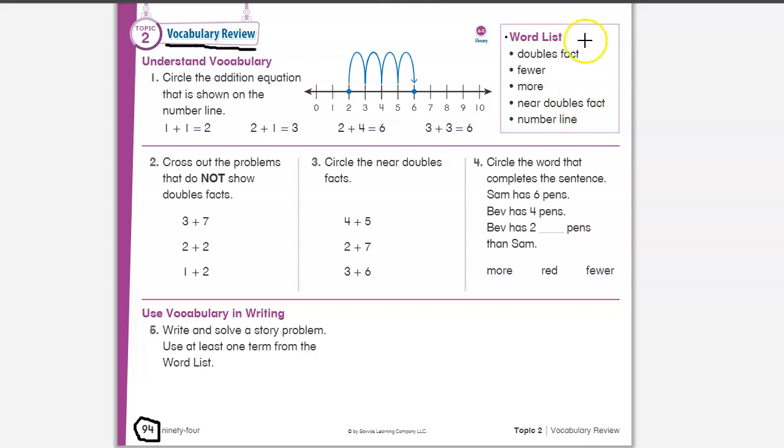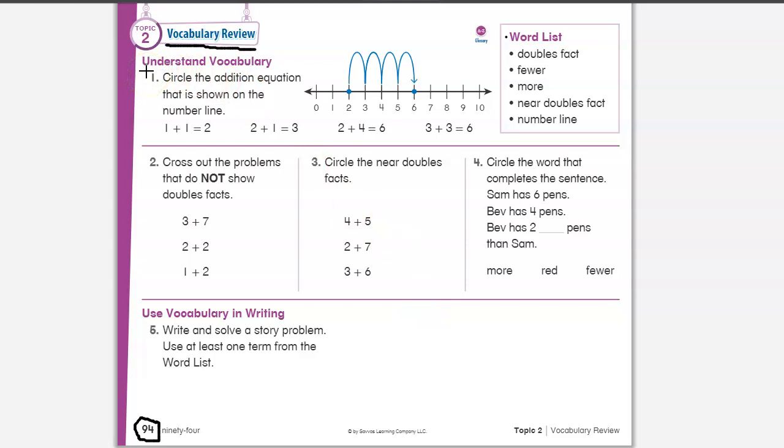Our first word on the list is doubles fact. Our next word is fewer. Our next is more. Then near doubles fact. And number line. Knowing these words and how they are used is going to help us solve our problems for our vocabulary review. So let's look at number 1.